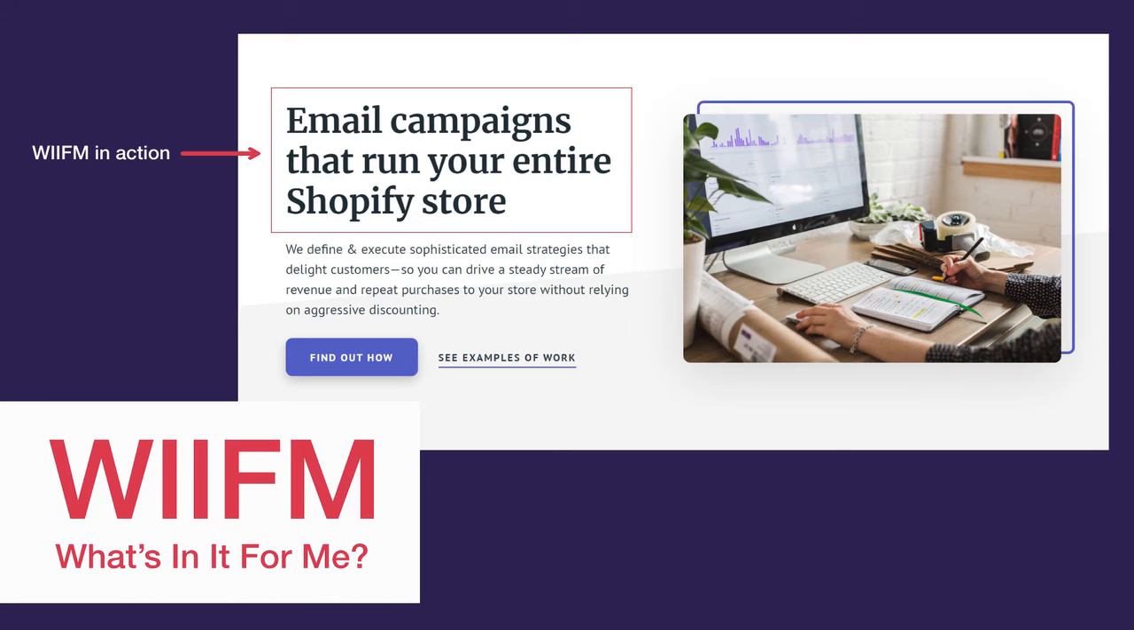Next, you can also use the concept of WIIFM. It stands for what's in it for me. It means we need not write headlines showing our experience. Instead, write headlines that answer the question in the mind of the visitor.